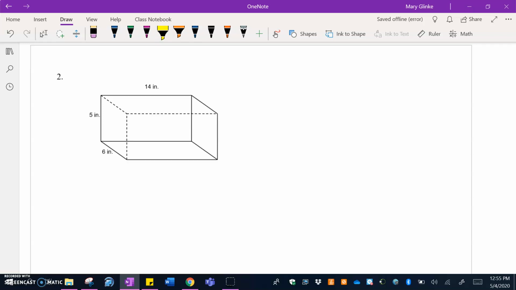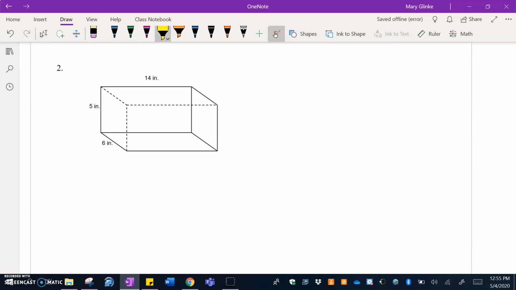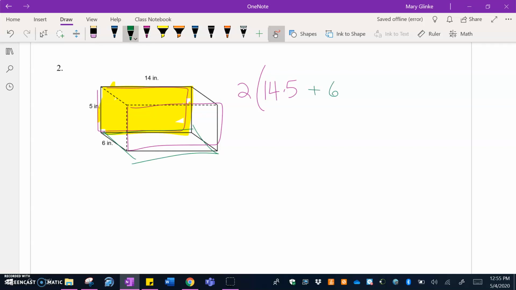Looking at this, let's take a look at this front side, this rectangle right here. If I were to ask you what the area of that shape would be, you would do 14 times 5. And there's going to end up being two of those because we have this front one and this back one with that same area. Now we also have the bottom rectangle, which would be 6 times 14, and there would be two of those because there's the bottom one and the top one.